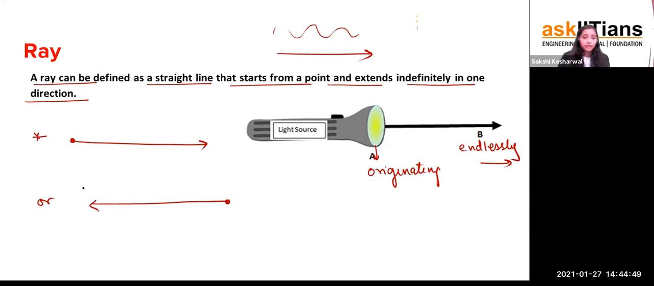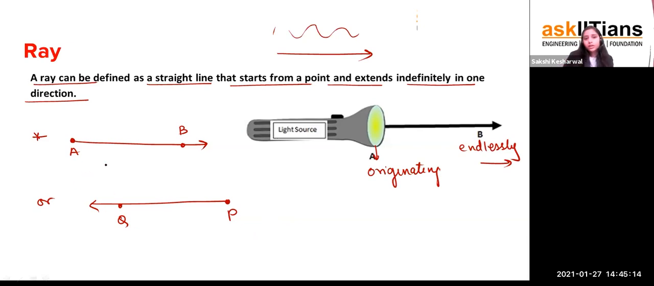How is it denoted? If I write this point as A and any point on it as B, and this point as P and this point as Q. Always a ray is a straight line. Everything is straight. Right now we do not doodle or go in any other direction. Everything is straight.